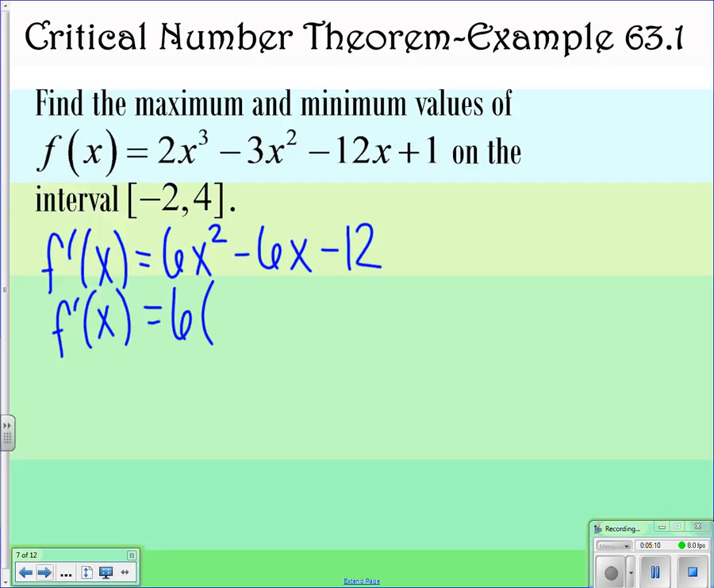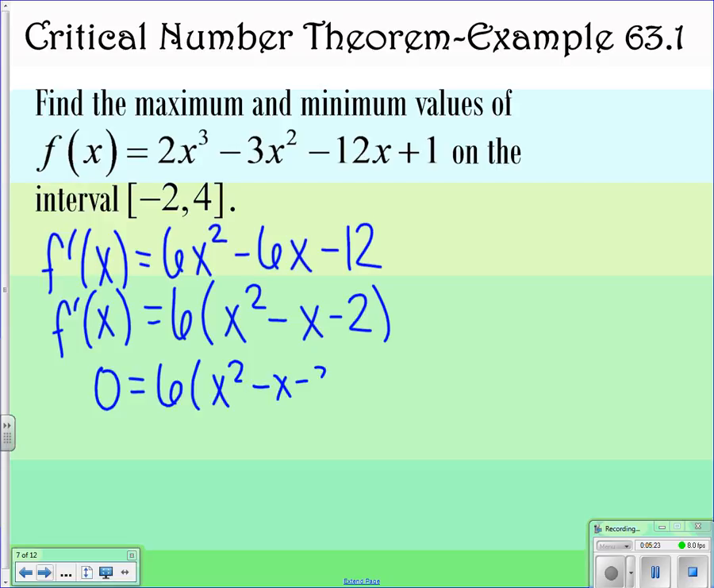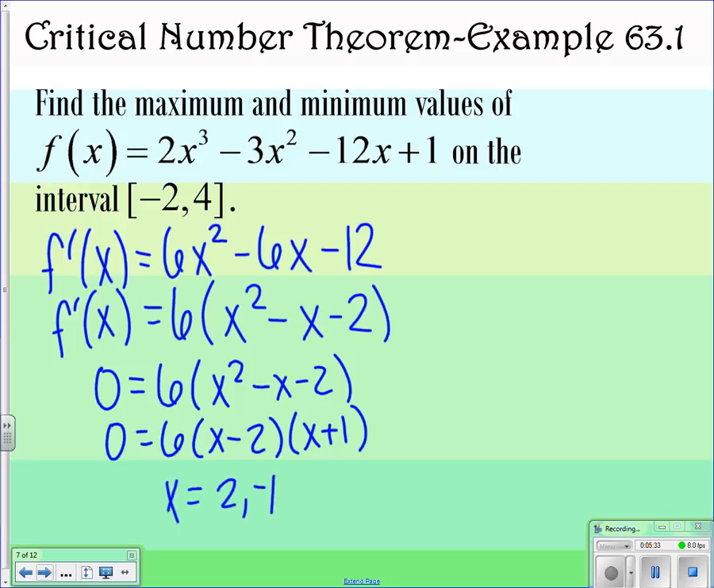And so if you factor out a 6, we end up with x squared minus x minus 2. We can set it equal to 0 now, and this will factor further as x minus 2 times x plus 1. And so my x values are 2 and negative 1. So those are my critical numbers. And we want to find the max and the min values of our function on the interval.